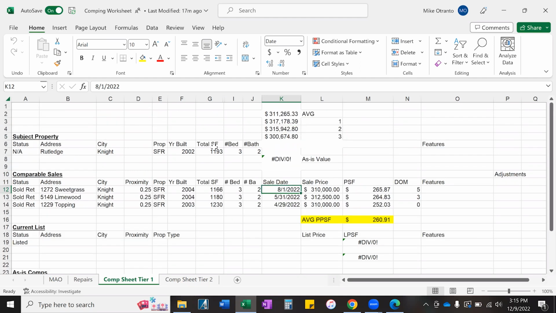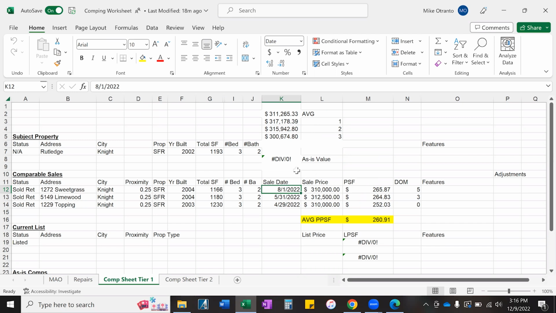is all this is rolling up for the subject property. So this is my subject. The average is 311. Comp 1, 265 a square foot. If I sold this house at 265 a square foot, I would get 317. At 264, 315, and 252, I'd get 300. So what this is going to do is give me a range.